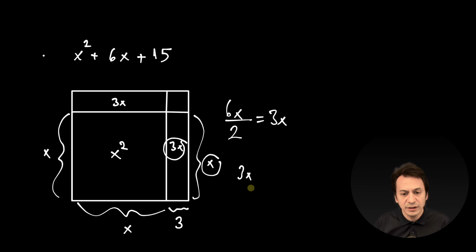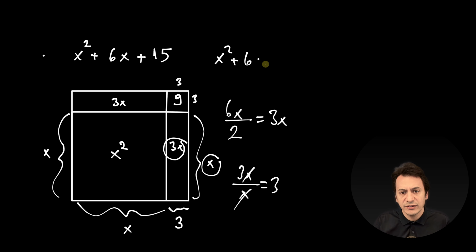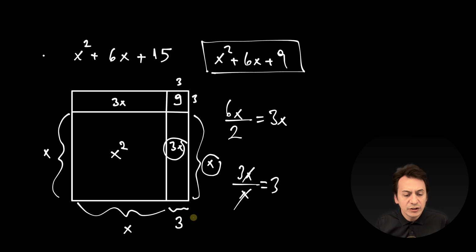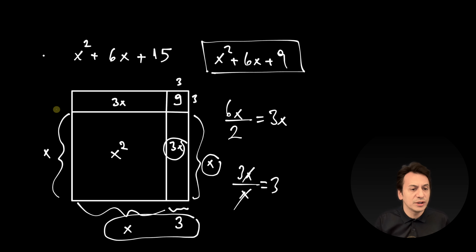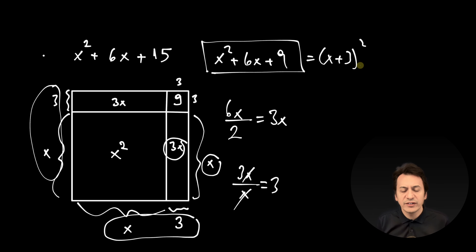Let's show it here. These cancel each other, and then I have 3. So one side length of this square is 3, so it makes its area 9. Oh, it's not 15. So I think to myself, only if I had x squared plus 6x plus 9, this would be a perfect square. It would be the square of the sum of x and 3, right?